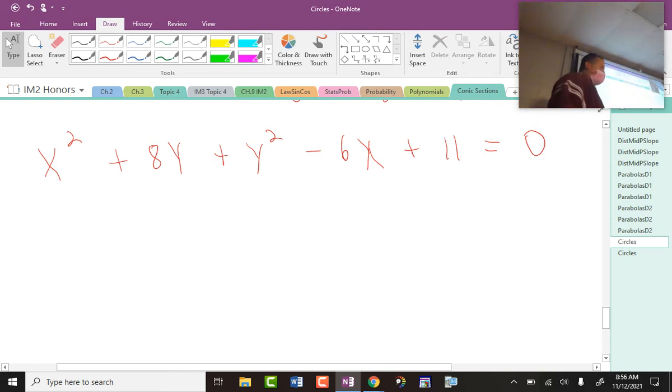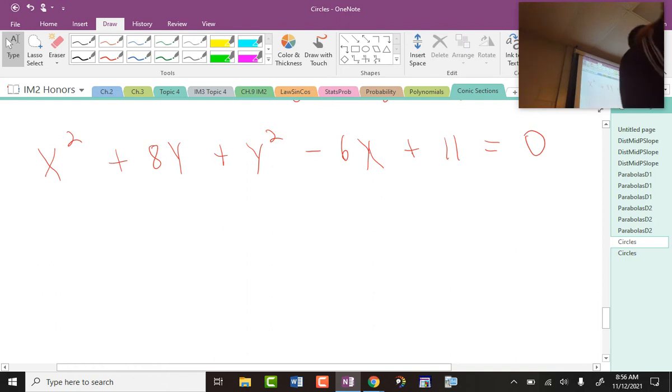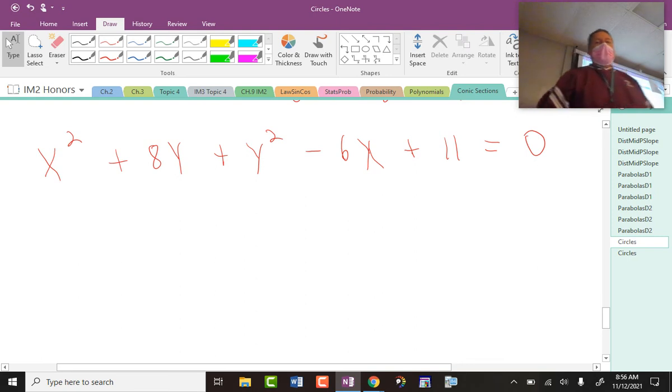Why is it a circle? There's what? 2 squares. All right, and then ellipses and hyperbolas will also have 2 squares, but there will be minor differences in the equation. All right, so, okay, I know it's a circle.